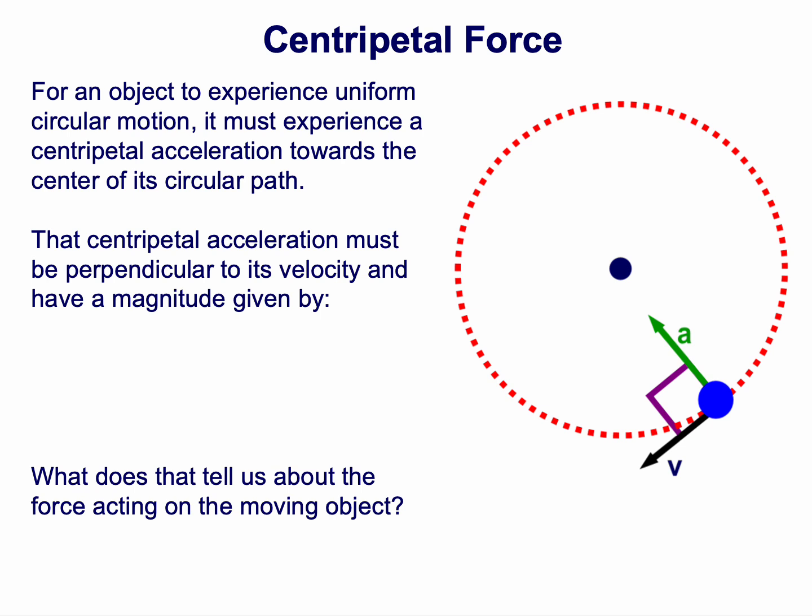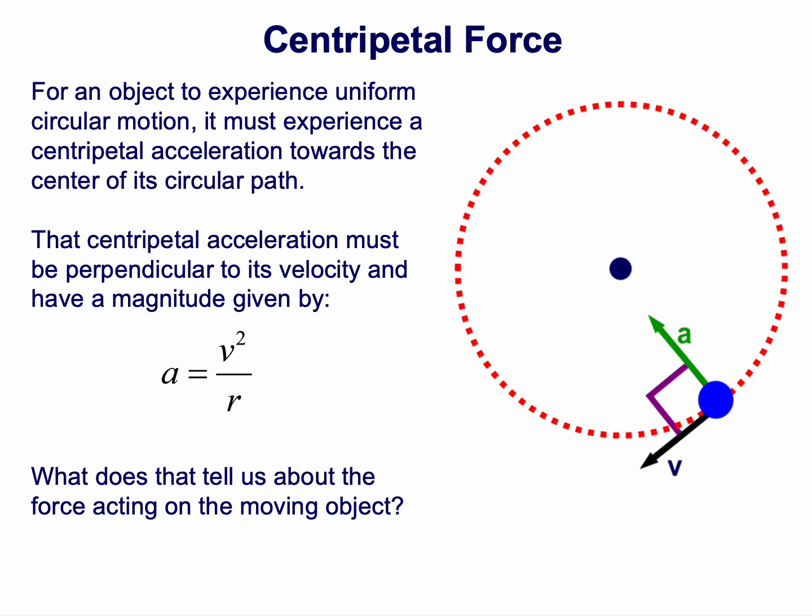So, first thing we have: for an object to experience uniform circular motion, it must experience a centripetal acceleration towards the center of its circular path. That is the green arrow, that centripetal acceleration, and it's always perpendicular to the tangential velocity, to that v right there. And so we know that the centripetal acceleration is given by v squared over r, where v is the tangential velocity, r is the radius of the circle.